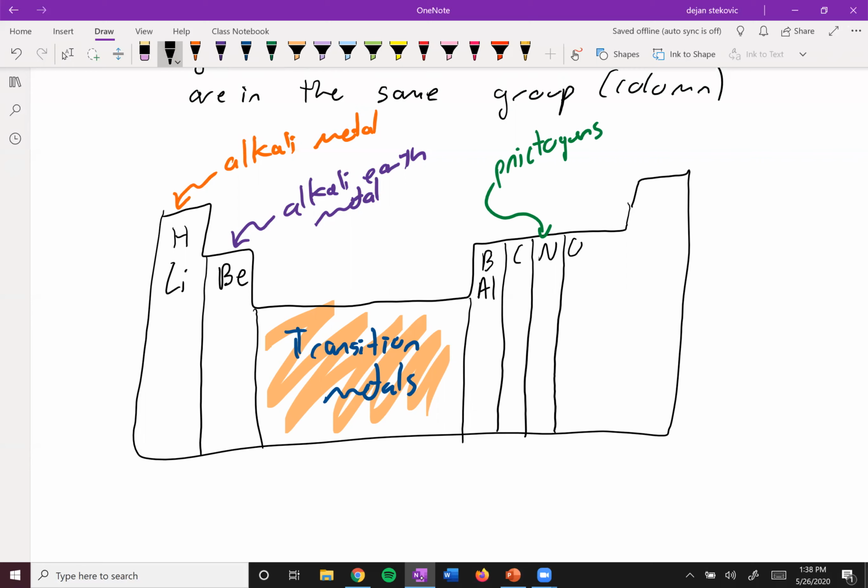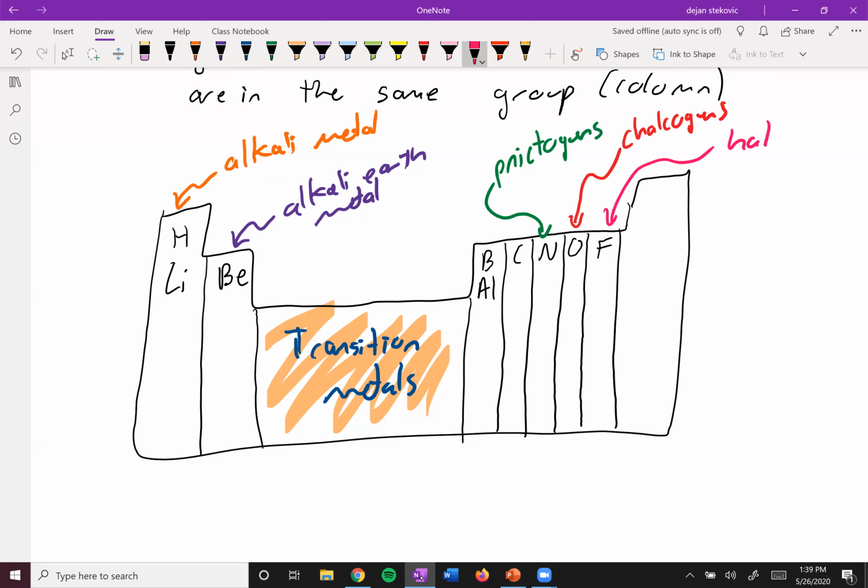After that, we have oxygen, which is part of the chalcogens. And then we have fluorine over here and below. These are the halogens. And then you have neon and below. These are what's known as the noble gases. So I'd like you to know alkali metal, alkaline earth, halogens, and noble gases. You don't have to memorize pnictogens or chalcogens.